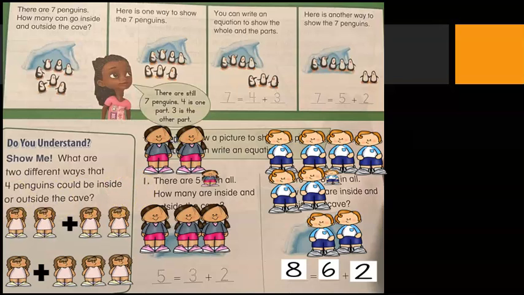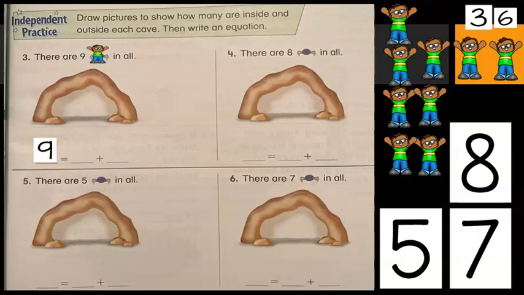Now, keep looking at your screen. Now, first graders, I want you to get a paper and pencil. Get a paper and pencil.